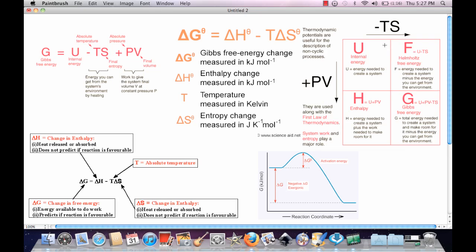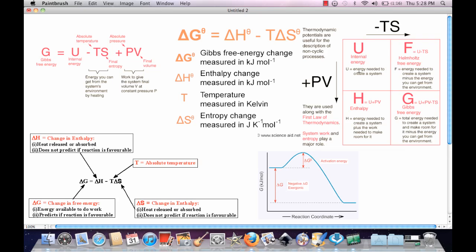Okay, so here's a very interesting graph of how Gibbs free energy works. As you can see, if there's positive work done in the system, then as the PV becomes more positive, this negative TS is going to become more negative.